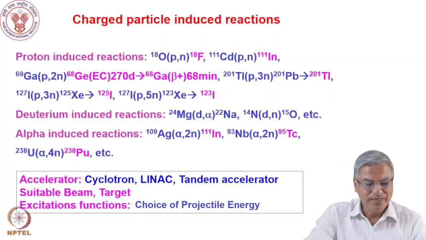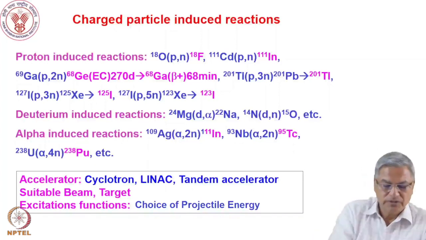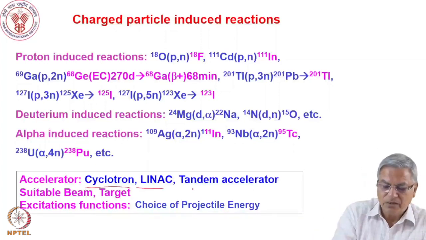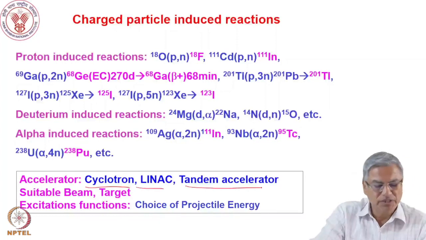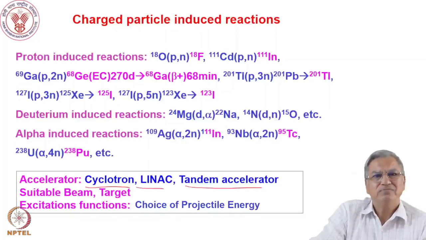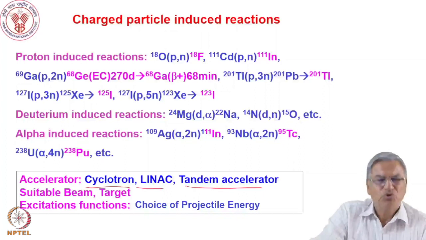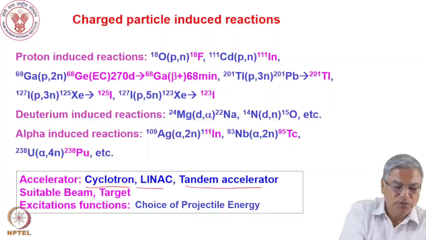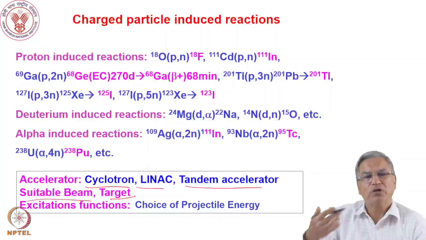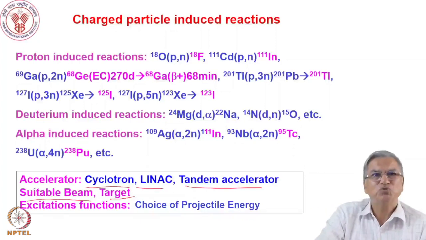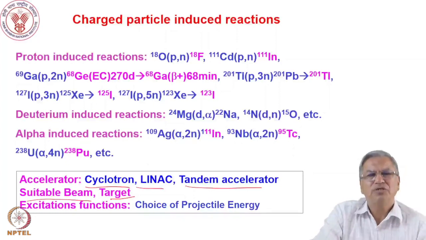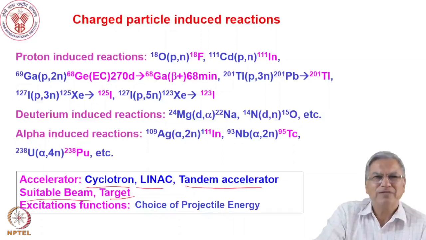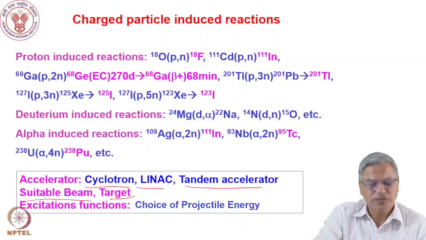In charged particle irradiation, you can use a cyclotron, a linear accelerator, or a tandem accelerator. Tandem means a two-stage accelerator. Depending upon the irradiation time and the facility available to you, you can get the radioisotopes. You need a suitable beam and target, so knowledge of nuclear reactions is very useful in choosing what beam and what target. If you have a cyclotron giving a proton beam, the projectile is already fixed, so you can fix a target and go for radioisotope production.